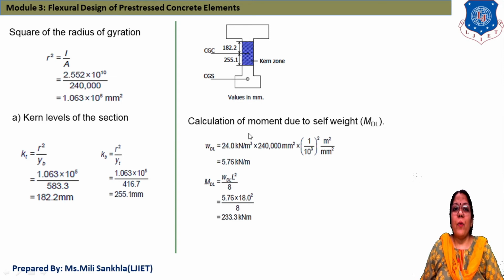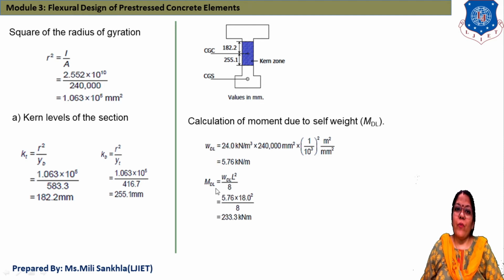Now we find the bending moment due to dead load. Dead load is equal to area into density. The density of concrete is 24 kilonewton per meter cube and the area of this I section is 2,40,000, so it is equal to 5.76 kilonewton per meter. This is the dead load that is subjected to our beam.